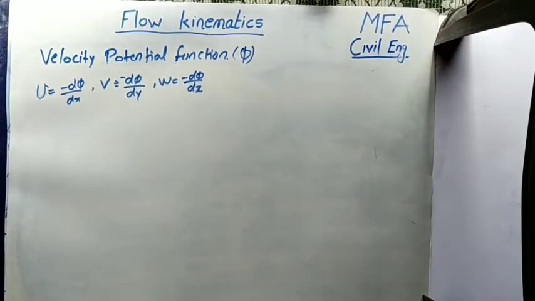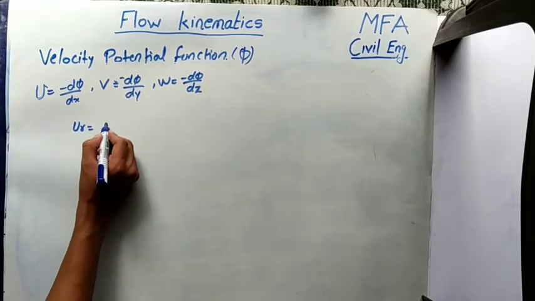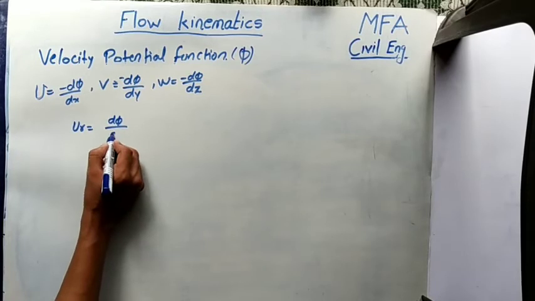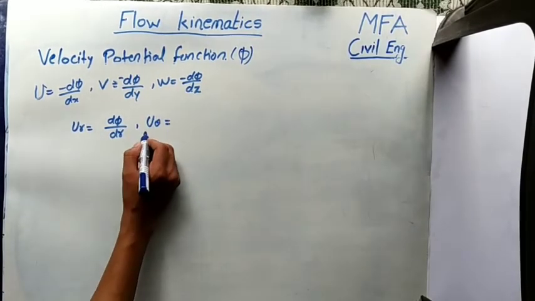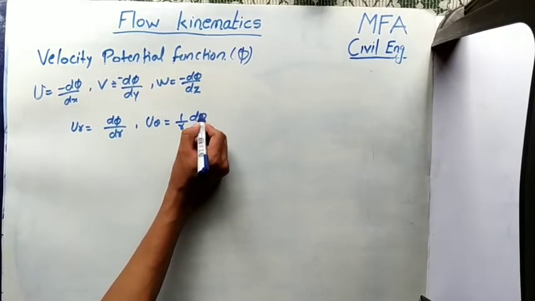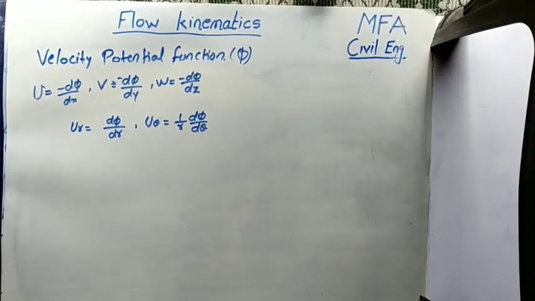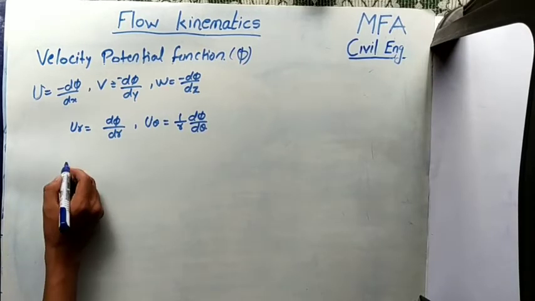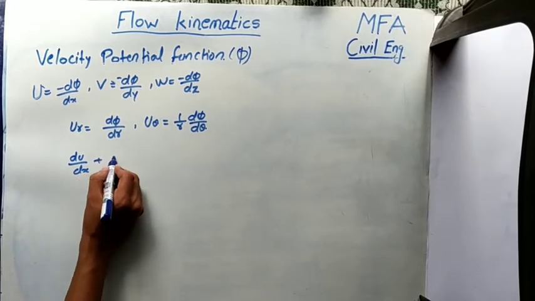Now the velocity components in the case of cylindrical polar coordinates are given as: u r, the radial velocity, is d phi by dr. And similarly, u theta, the tangential velocity, is 1 upon r into d phi by d theta.